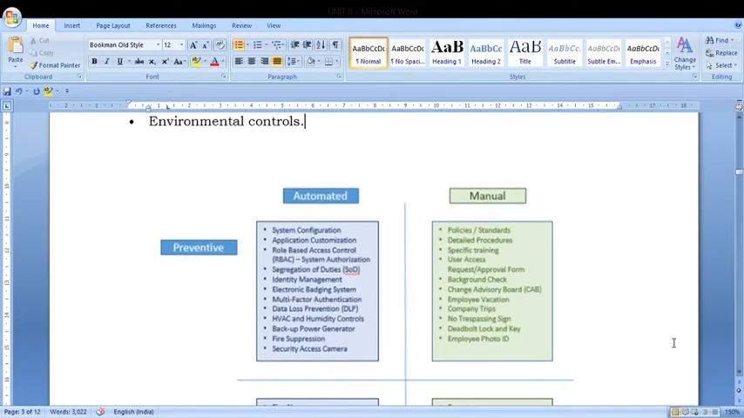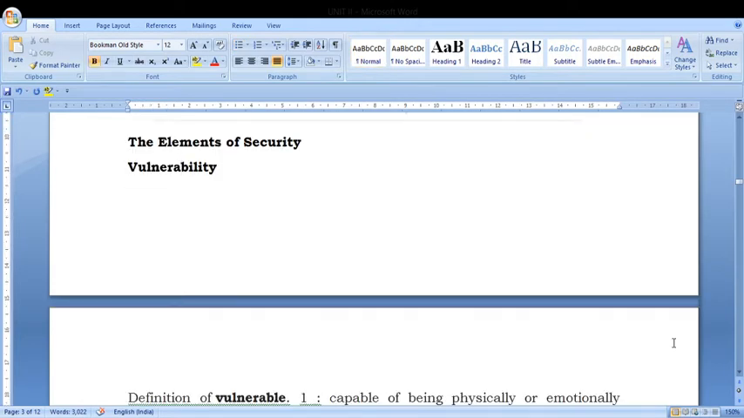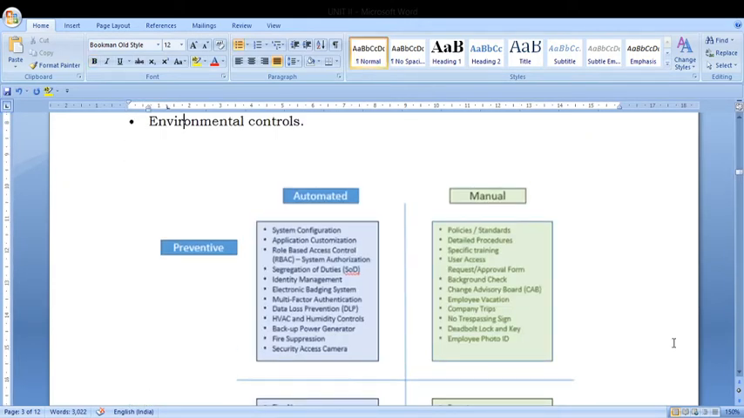Just to see this, all the controlling systems, how they are going to work: preventive, detective, automated, manual. All the methods have to be followed. Which one is which, and how each and every control is going to work.